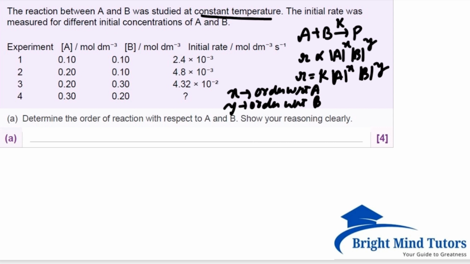Now, they are determined experimentally, as we have said. So now you can see the various experiments have been performed, right? Based upon that, we have to solve the questions. You can see four experiments' data have been given, the concentrations of A and B and the rate values that they got. So the very first question is: determine the order with respect to A and B, showing your reasoning clearly.